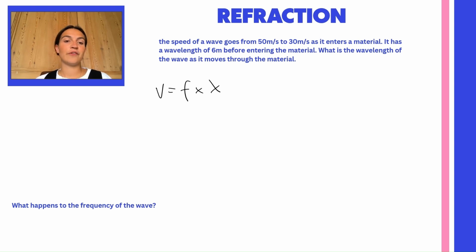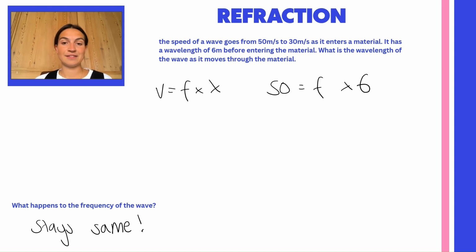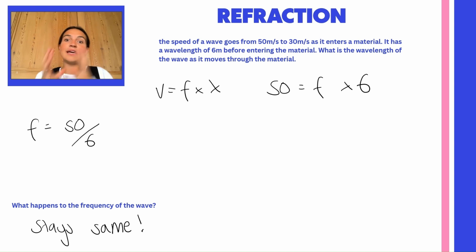So in this equation here, I've got speed equals frequency times wavelength, and both my speed and wavelength will change. So if I want to quickly answer this sub-question at the bottom, what happens to the frequency of the wave? It actually stays the same, okay, so it's the thing that stays the same. So let's see. If I plug in my original numbers, so my original speed is 50 and my original wavelength is 6 into this equation, I get 50 equals frequency times 6. So my frequency of this wave is 50 divided by 6. Okay, now it's in this new material and that frequency is staying the same.